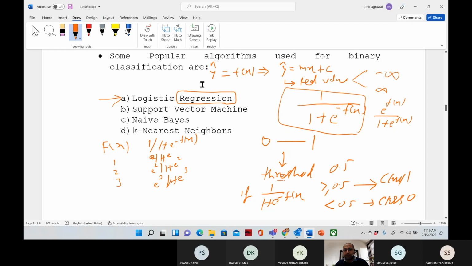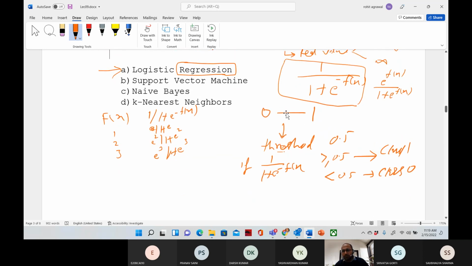In regression we have the function y equals f(x), for linear, y equals mx plus c. We transform this linear regression into a logistic one: 1 upon 1 plus e to the power minus f(x), where the real values are transformed to between 0 and 1. Now we can set a threshold, say 0.5. If the value is greater than 0.5, it will be class 1, otherwise class 0. Another algorithm is the support vector machine.